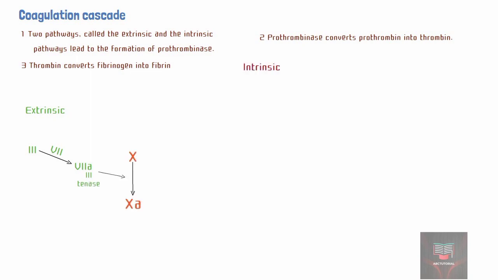The intrinsic pathway begins with the formation of the primary complex of collagen by high molecular weight kininogen, prekallikrein, and factor 12. Factor 12 becomes activated. Activated factor 12 then activates factor 11, which activates factor 9. Activated factor 9 with its cofactor, activated factor 8, then forms the tenase complex, which activates factor 10 to activated factor 10.